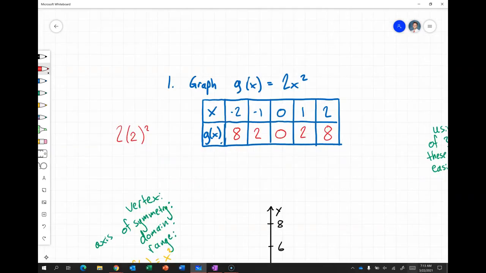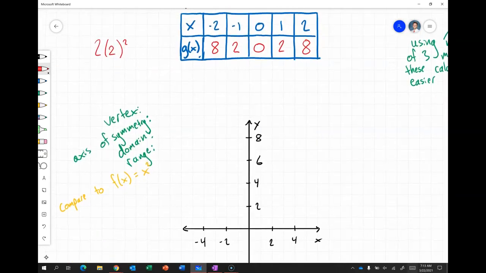So now we can plot these points in our coordinate plane. So we have -2, 8. -1, 2, 0, 0, 1, 2, and 2, 8. Then we just want to, as we're drawing this graph, do our best to draw a smooth curve through these points. It's not the easiest to do, but just approximating our graph here, so that's okay.